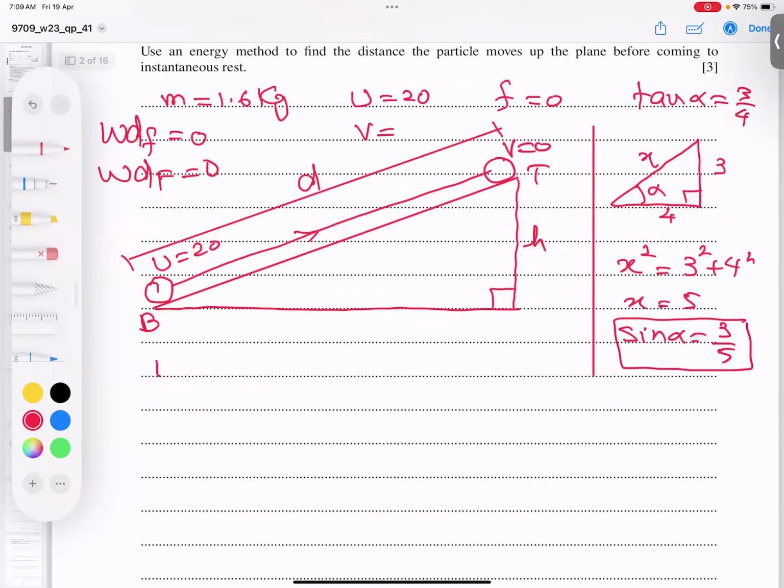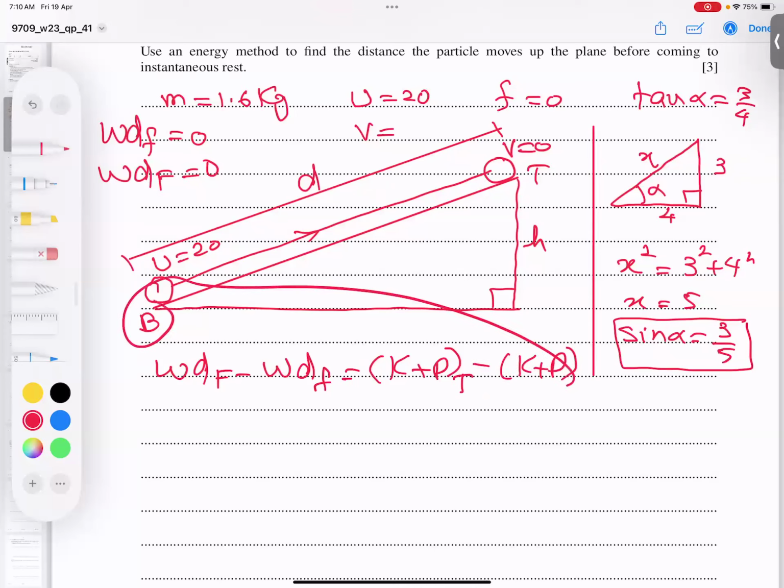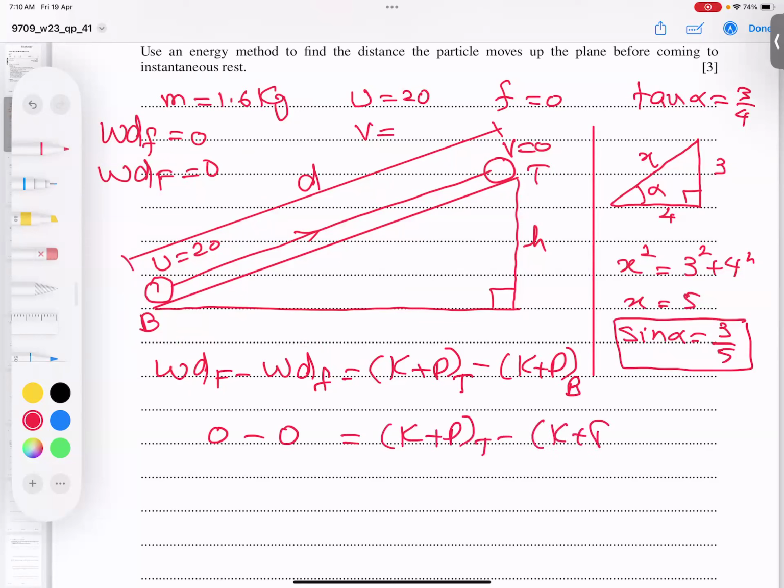So the magic formula is: work done by the applied force, plus work done by the friction force, equals kinetic energy plus potential energy at the end point, because it is traveling from here and reaching the top. So I write T for top, because it is always the ending point, minus kinetic energy plus potential energy at the starting point. The starting point is B, B for bottom. Both of these values are zeros, so this is 0 and this is 0, both gone. So we have kinetic energy and potential energy at the top, and K and P at the bottom.